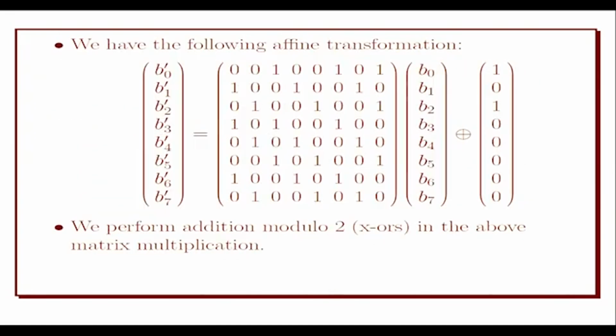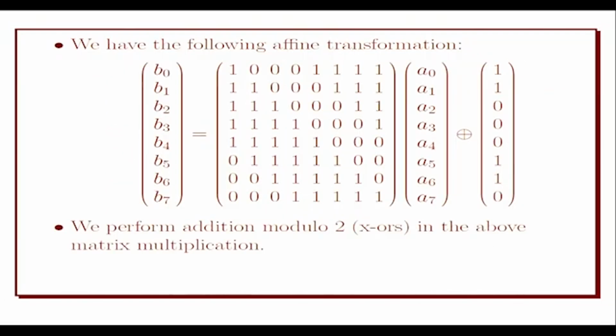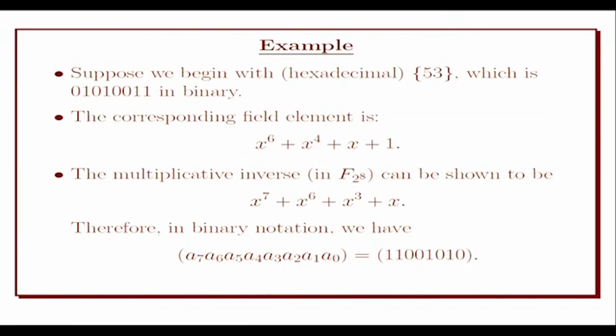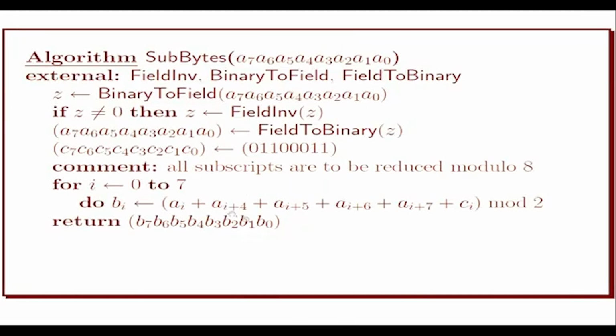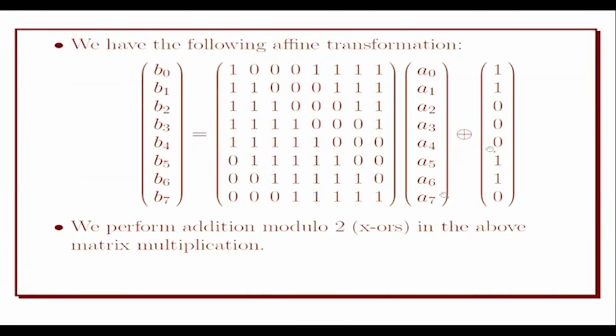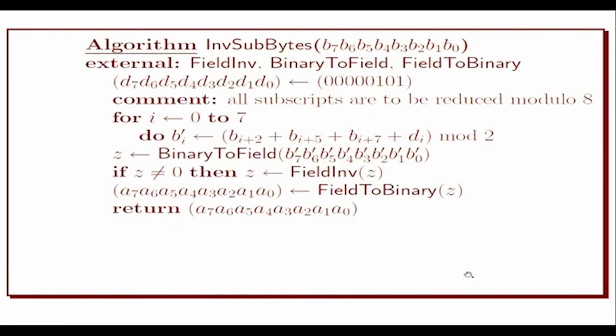Now, what about the inverse sub byte operation? The sub byte operation has this affine transformation, after which we are doing this addition. To invert it, we need to XOR with these BIs, and then we get the AIs, and then we have to apply the field inverse again to get back the original AIs. So, this is the inverse for the sub byte operation.